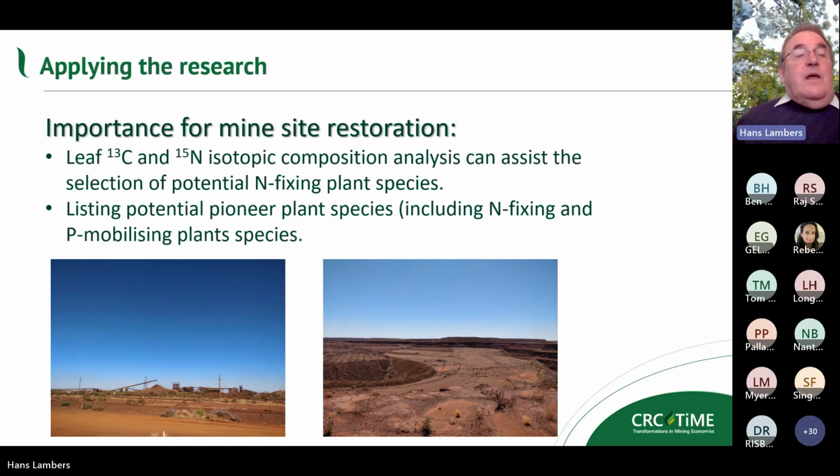So when it comes to applying the research that we have done so far, the work on carbon and nitrogen isotope composition can assist us in selection of potential N-fixing plant species. That is the nitrogen isotope composition, not the carbon isotope composition, of course. The carbon isotope composition tells us that anything over there is all C3 species, and there are no unexpected C4 plants over there.